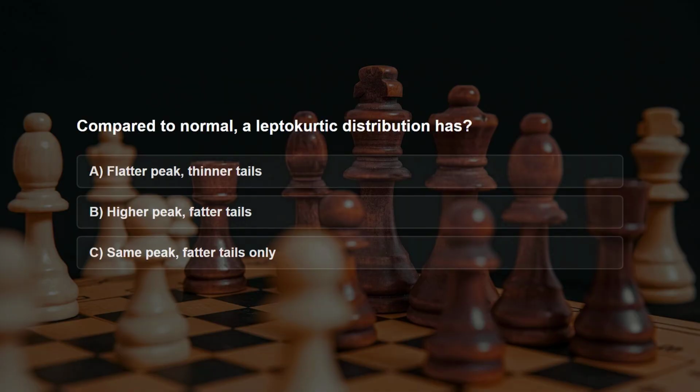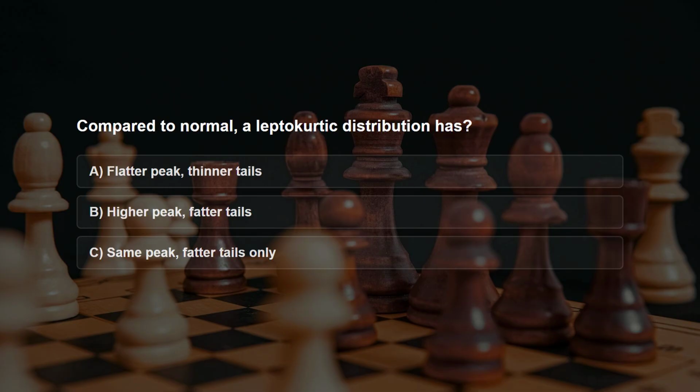Question 5. Compared to a normal distribution, a leptokurtic distribution has A, a flatter peak and thinner tails, B, a higher peak and fatter tails, C, the same peak with fatter tails only. Recall the definition. The correct answer is B.